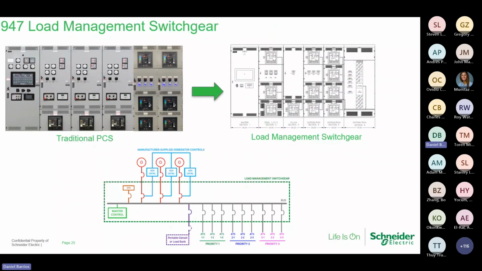The 947 switchgear system looks like it does here. You obviously still have a master controller. You may still have generator sections. That's what those three show you there. And then the distribution or such. Now the load management over to the right side, as you can see, we do not have all that metering.